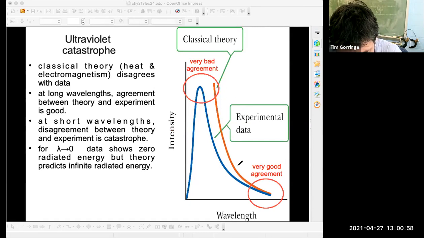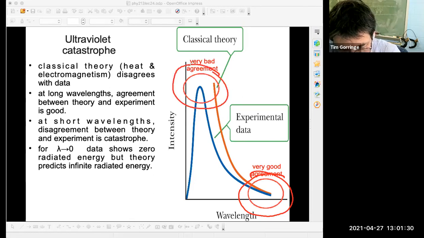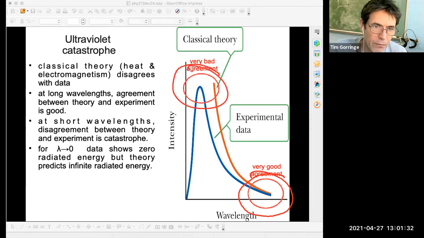And the red curve is the classical mechanics, thermodynamics, so heat, electromagnetism theory. And at long wavelengths, that's down here on the right of the histogram, they agree well. And they agree very well for very long wavelengths. So that worked in classical theory. But for short wavelengths, that's over here on the left-hand side of the plot, they agree very, very badly.